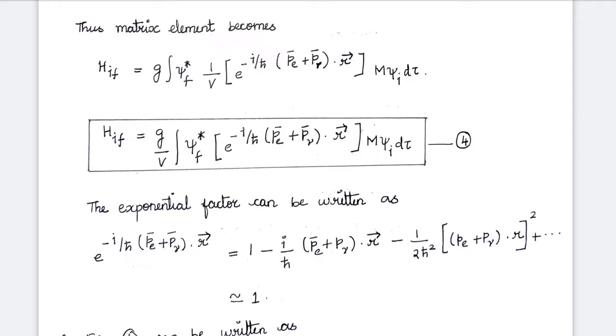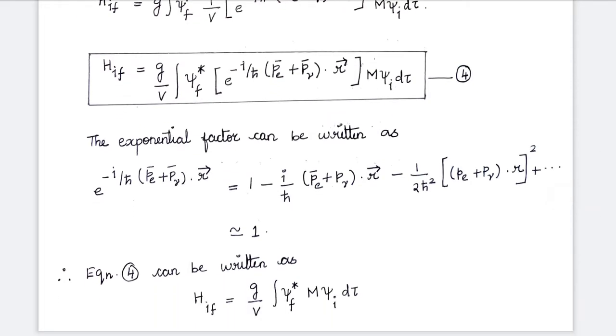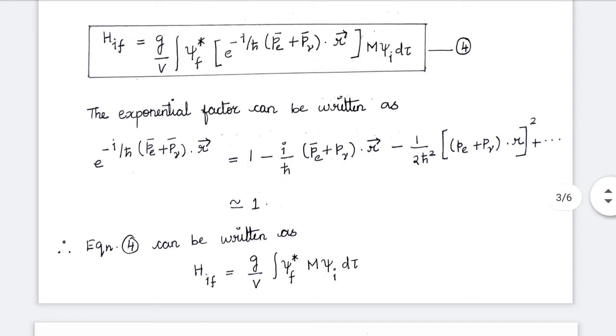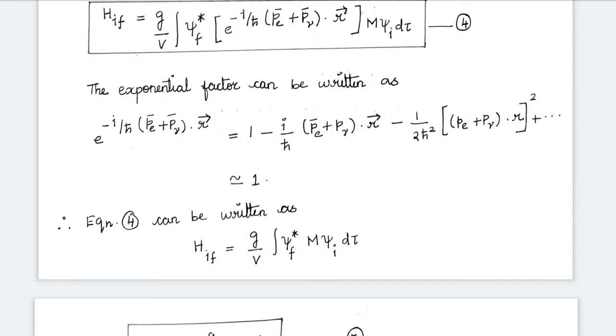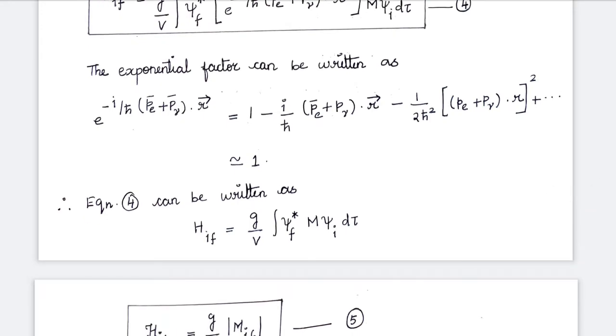The exponential factor in equation number 4 seems to be a troublesome one. Let us reduce that. We are going to expand the exponential factor in terms of the exponential series. So e power minus i by h cross, pe vector plus p nu vector, into r vector, that is e power minus x. When you expand it, you will get 1 minus x by 1 factorial plus x square by 2 factorial minus x cube by 3 factorial. It goes on like this using the exponential series.